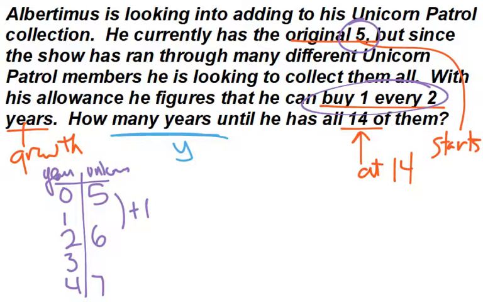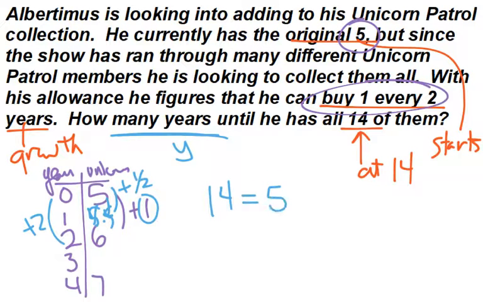But think of it this way. If in 2 years, that's how long it took him to get 1, how much did he save up halfway through, after 1 year? Well, he would have half of it. So it'd be 5.5. So every year, we're adding a half. To get to 14, we know we started out with 5, and we're adding 1/2 every year. We could also rewrite that as y over 2.